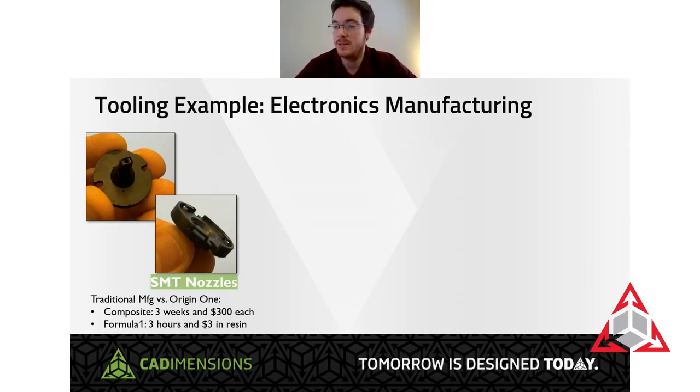the normal traditional manufacturing takes about 3 weeks and $300 each for that small nozzle. With the Origin One printing, it was 3 hours and $3 in resin. So right away, you can see it's faster and cheaper. So it was a good fit.